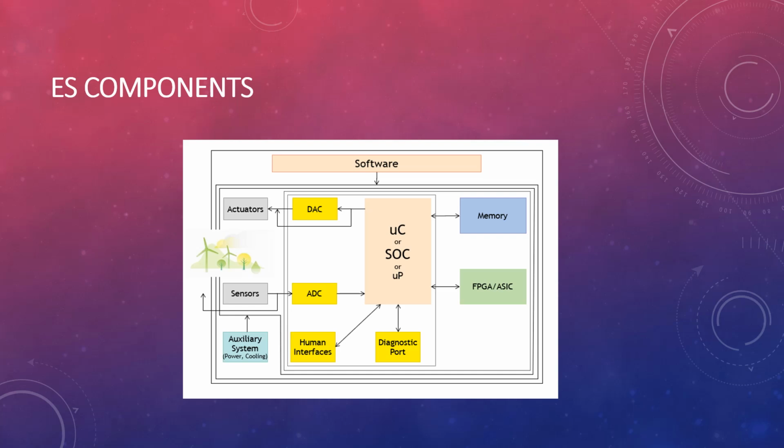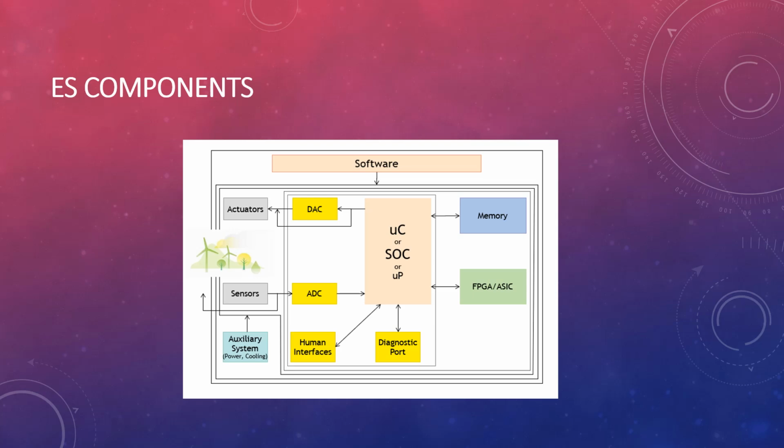Then what are the memories? This component stores the program code and data that the microcontroller or processor needs to execute tasks. It can include RAM, which is volatile memory, and ROM or flash, that is non-volatile memory. Then it contains FPGA, Field Programmable Gate Array, and ASIC, Application Specific Integrated Circuit. Customizable hardware logic.